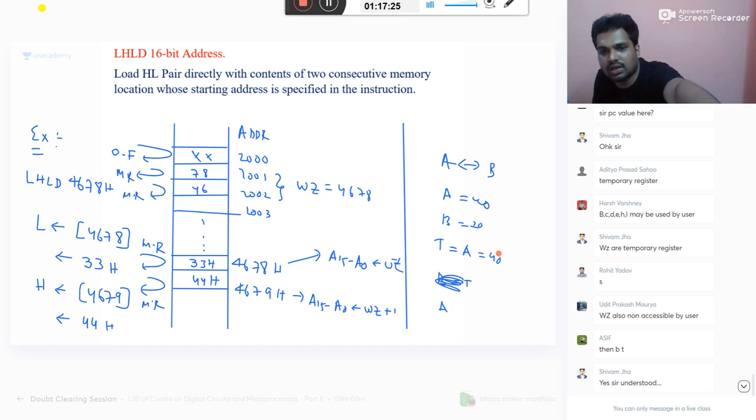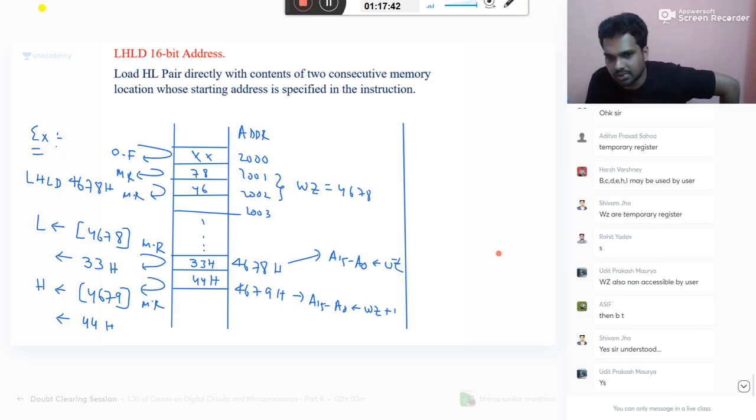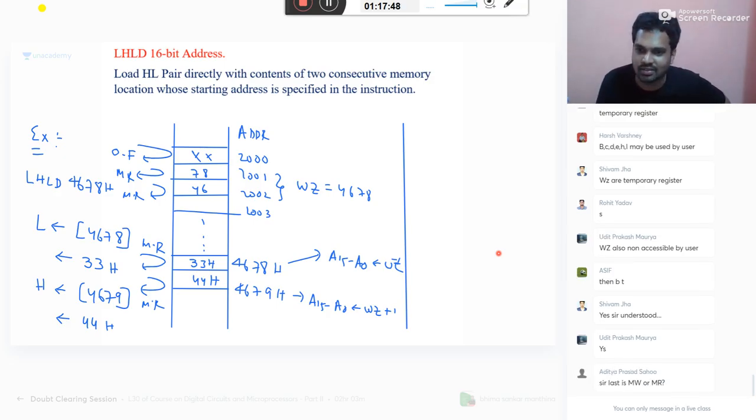Udit, if WZ are accessible to you, you are writing some value in that in the program, but internally the computer is also using the same thing. So the data will be overwritten or not. That's why they are not accessible to the user. Computer needs something to do its job. WZ are computer assistants, not for you. You cannot hire a computer assistant.